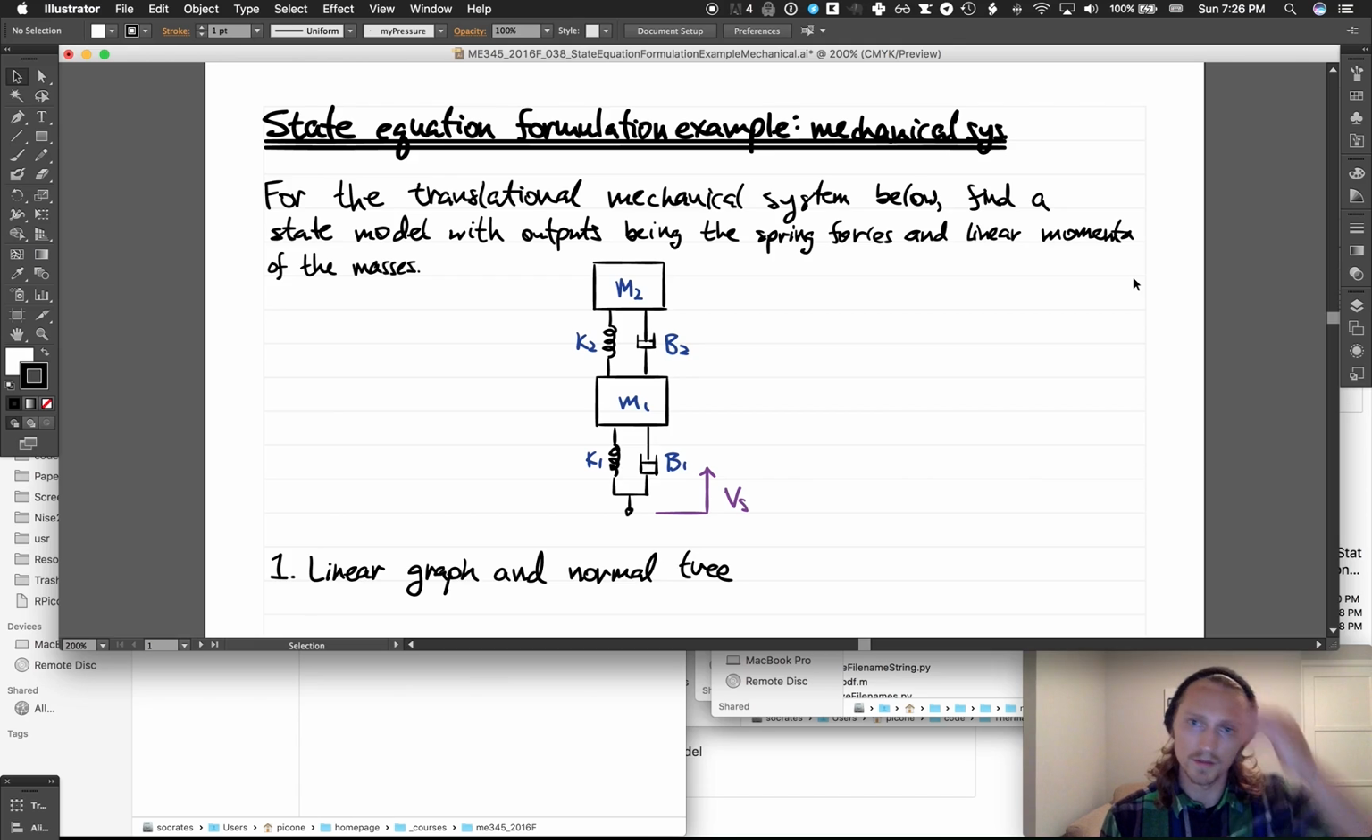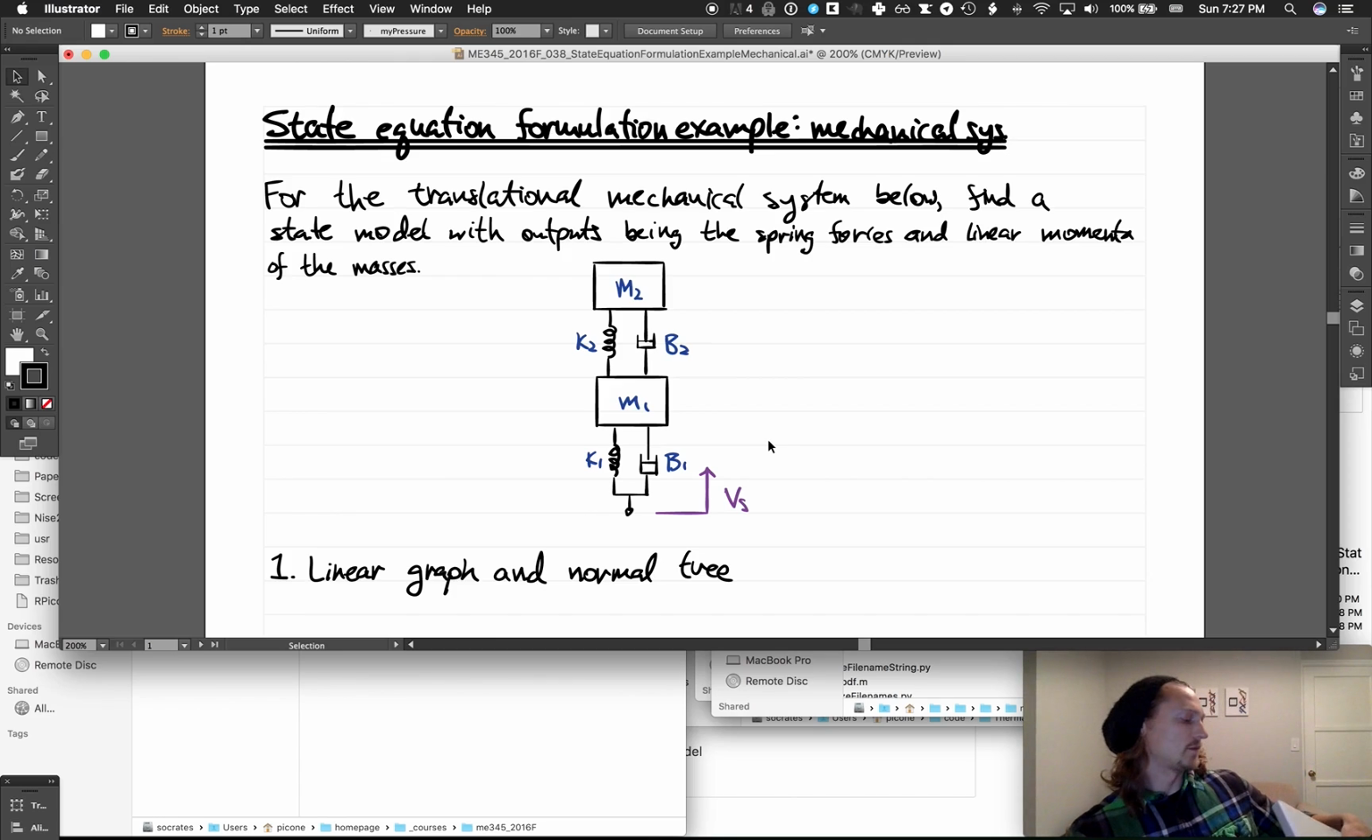Alright, so the problem is a mechanical translational system. It has two masses, two springs, two dampers, and there is a velocity source input. So this node down here is not connected to ground, it's movable, and there's a velocity that's prescribed by some broader scenario. Likely you have terrain, and this is maybe a model of a vehicle with a person sitting on it or something of that nature.